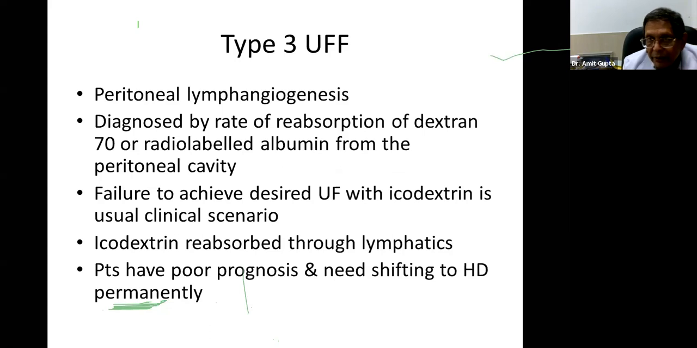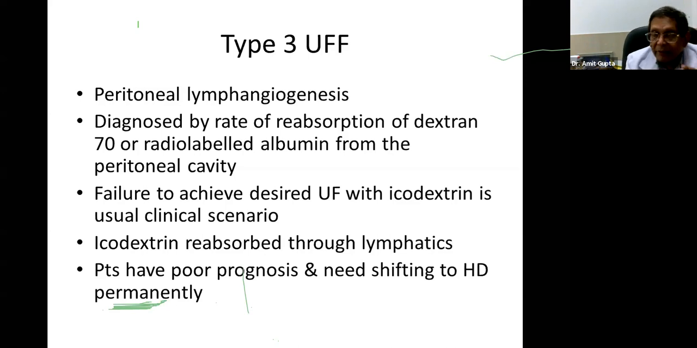So in type 3, there is peritoneal lymphangiogenesis and it is diagnosed by the rate of reabsorption of dextran 70 or radio-labeled albumin from the peritoneal cavity. And you should suspect type 3 ultrafiltration failure when you fail to achieve the desired ultrafiltration with icodextrin. If you're using icodextrin, normally you would have a good ultrafiltration. That is what we normally see. But if a patient who has been using icodextrin suddenly finds that the ultrafiltration has come down significantly and there's no mechanical obstruction, then this may suggest to you that there could be a type 3 ultrafiltration failure. Because icodextrin is reabsorbed through the lymphatics. And because of lymphangiogenesis, more icodextrin is rapidly reabsorbed, and as a result of this, the ultrafiltration would drop.